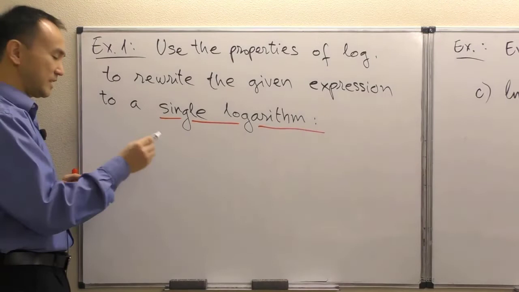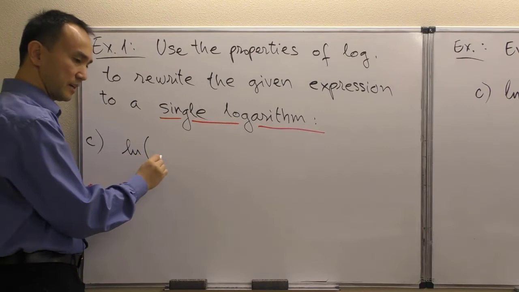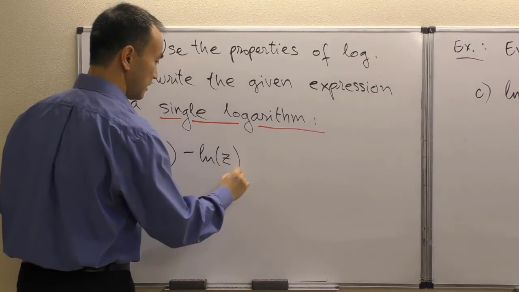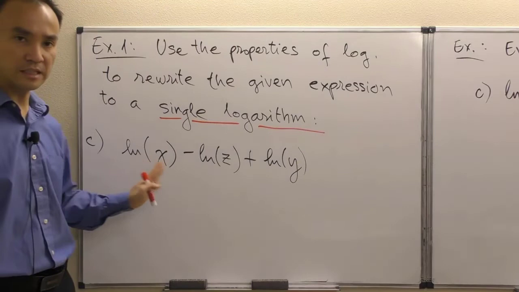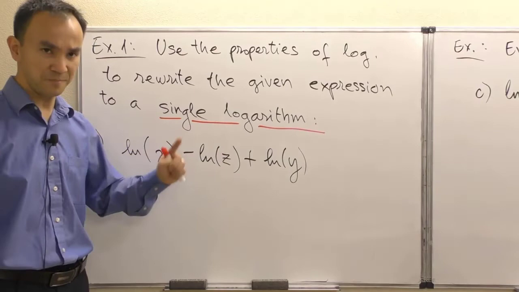All right, so in part C right here, let's look at the following. Natural log of x minus natural log of z plus natural log of y. And this one here is one of the relatively easy ones. It's not much different from what we have done earlier. Anyone viewing or learning from the lesson here can start doing this particular one independently after I write this down. But I'm still going to show my steps up here.